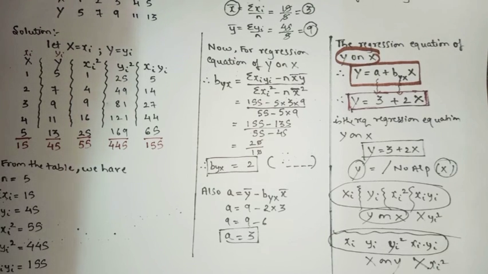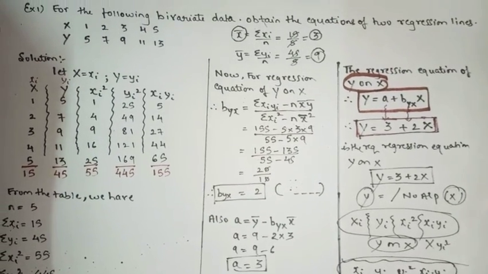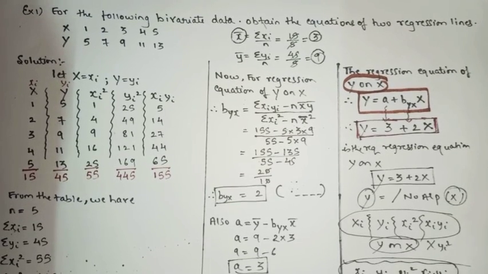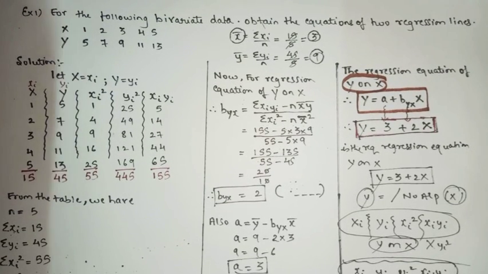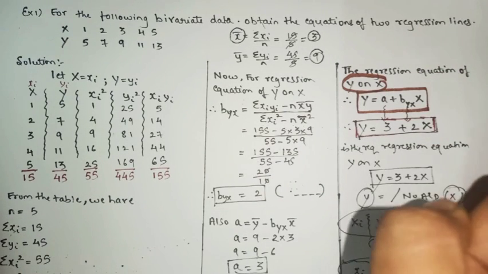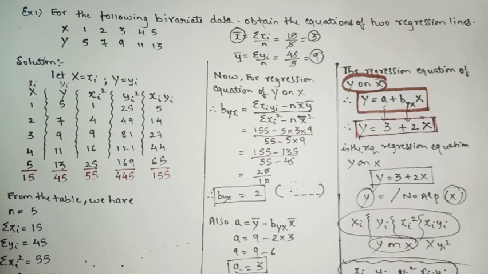Remember these points. Okay, so here I can say that's the end of type number 1, that is the regression equation based on y on x and x on y for the smaller values. Remember, for the smaller. Okay, in the next lecture we'll take one example based on the larger value.